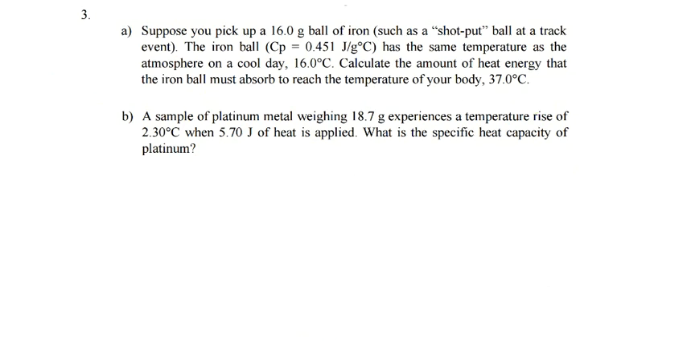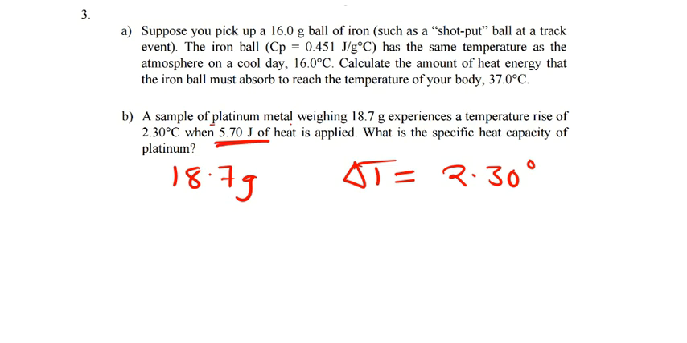Now if you go look at B, it's a similar question. A sample of platinum metal weighing 18.7 grams experiences a temperature rise of 2.30 degrees Celsius when 5.70 joules of heat is applied. What is the specific heat capacity of platinum? When you see a rise or a change, just know that that's representing the delta T. And 5.70 joules is energy, so that's your Q.